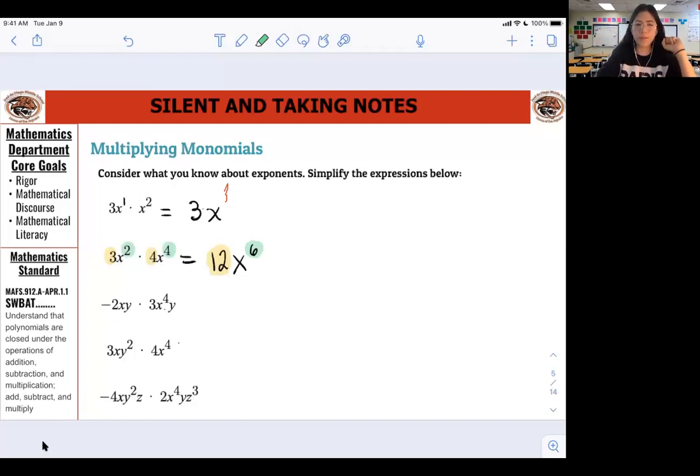So let's try these last few. They look a little challenging, but let's see if we can figure them out. Multiplying the coefficients and adding the exponents. You can go ahead and annotate, and let's see if we come up with the right answers.